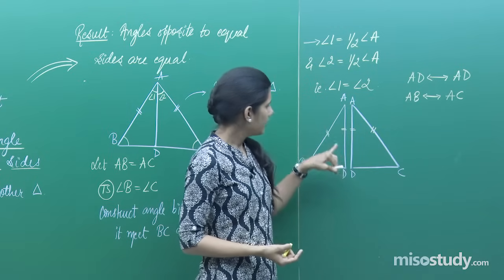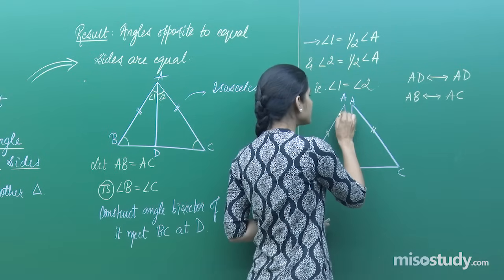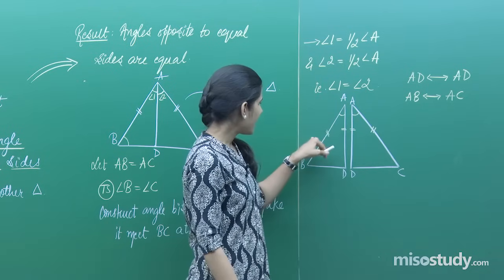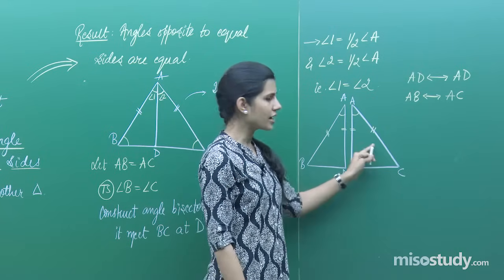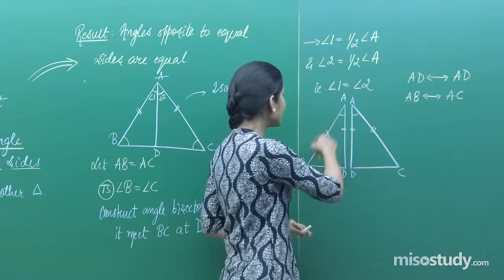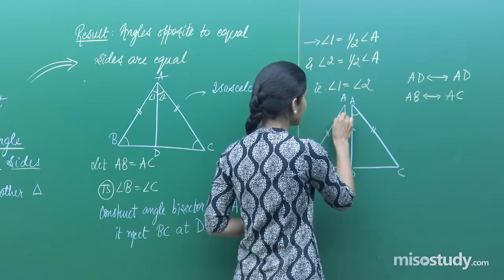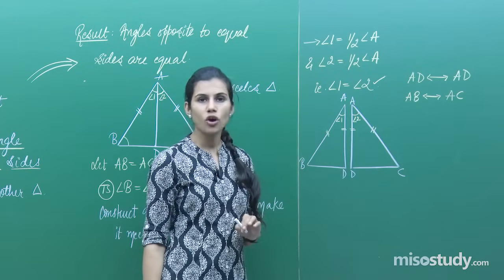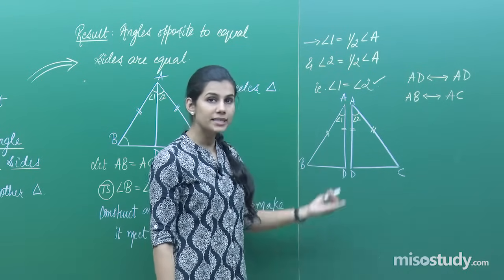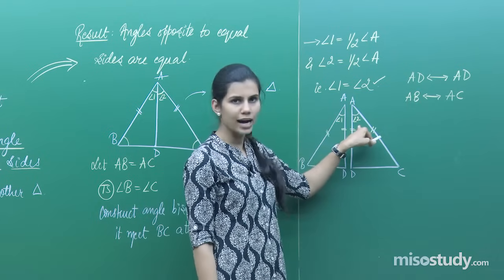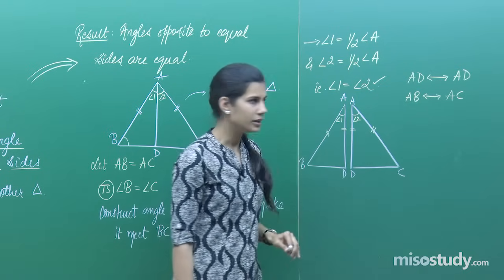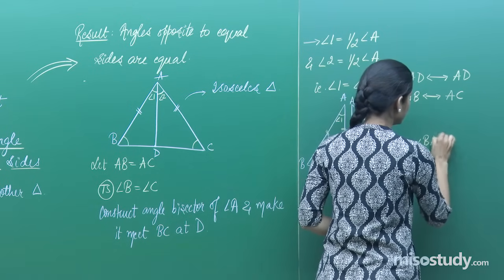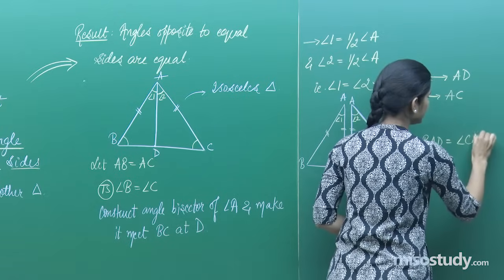Now, if I show that the included angle between these two sides in this triangle is equal to the included angle between these two sides in this triangle, by SAS congruence rule, these two triangles will be congruent. What is this angle BAD? Angle BAD is nothing but angle 1 and this angle is angle 2. I know that angle 1 is equal to angle 2 because AD was actually the angle bisector of angle A, and therefore this is half of angle A, this is half of angle A. So in measure they both are equal. So I have angle BAD is equal to angle CAD.